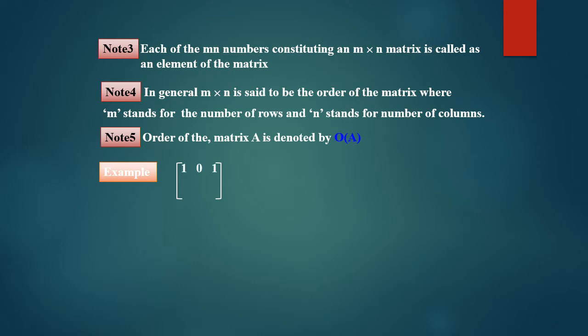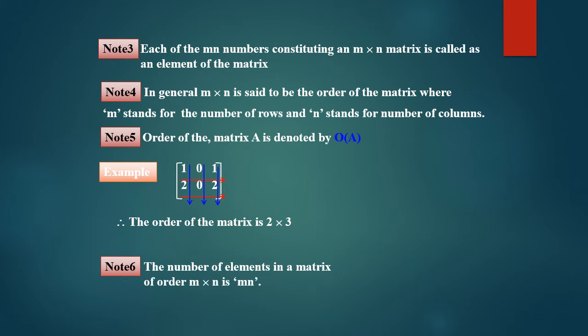Example: matrix 1 0 1, 2 0 2. The matrix consists of 2 rows and 3 columns. Therefore, the order of this matrix is 2 cross 3. Note 6. The number of elements in a matrix of order m cross n is mn. So the product of the number of rows and number of columns gives us the number of elements.